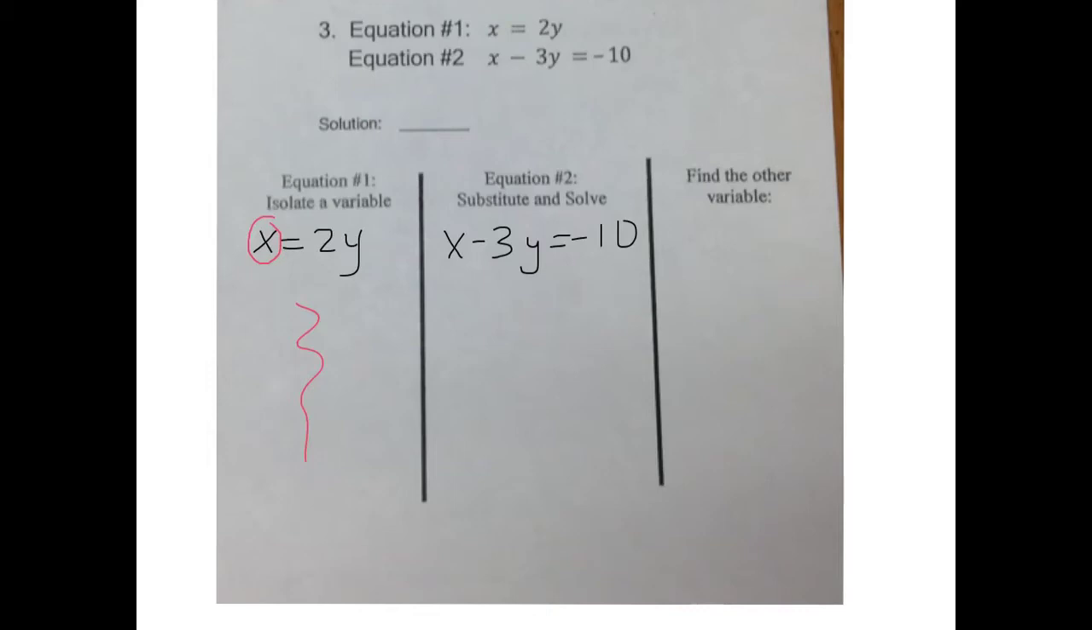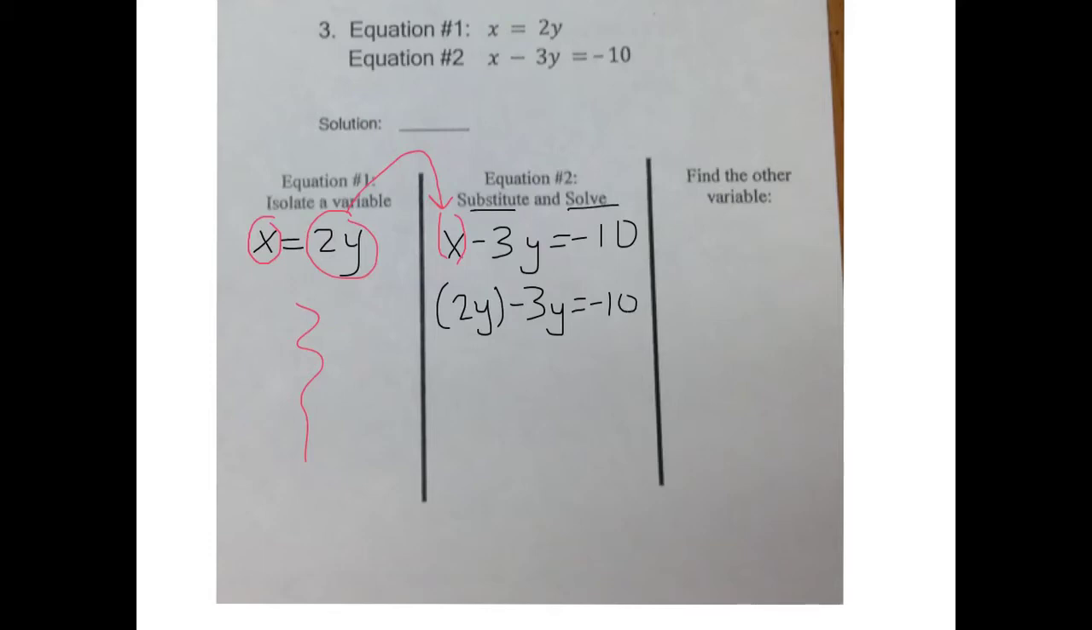Okay? So since x is equal to 2y, we're going to take out x and we're going to put in this 2y in its place right there. And so this is what it'll look like. The x goes away, 2y goes in its place, minus 3y equals negative 10. We've substituted, now we have to solve.